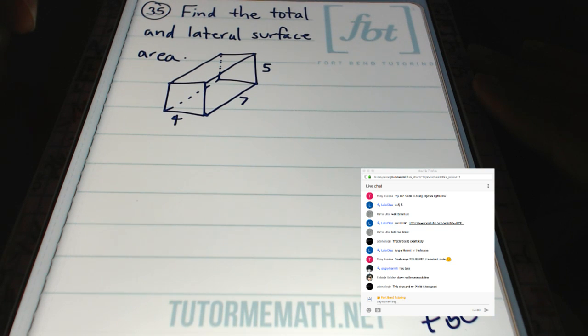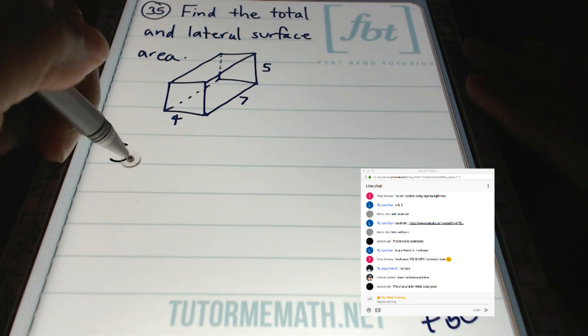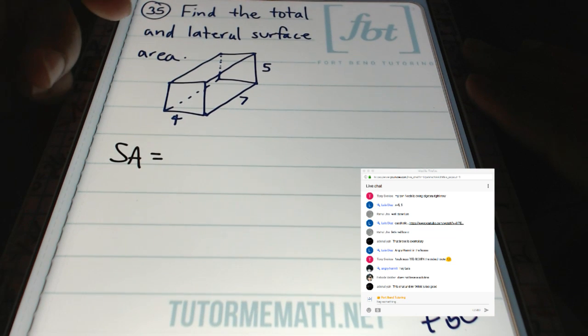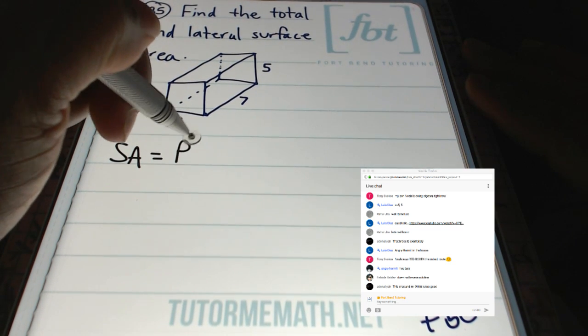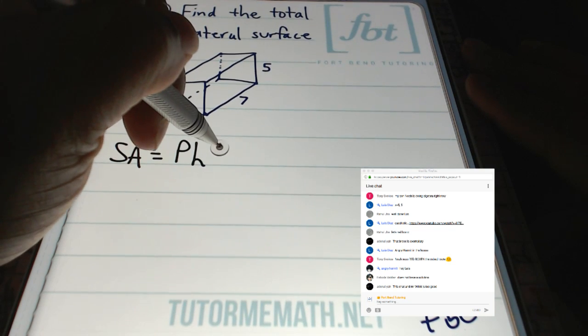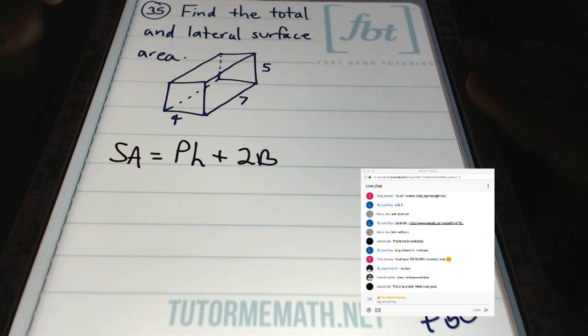Appreciate you. Problem number 35, guys. It says find the total and lateral surface area for our rectangular prism here. If you're looking for the total surface area, we'll just call it SA. For a rectangular prism, it is going to be the perimeter of the base times the height plus 2 times the area of the base.